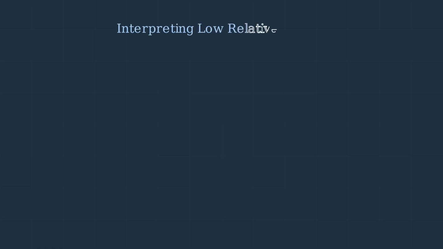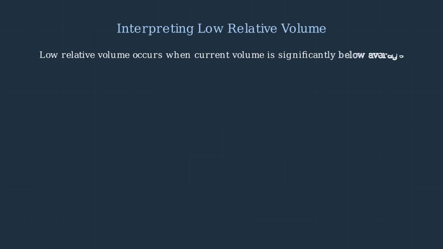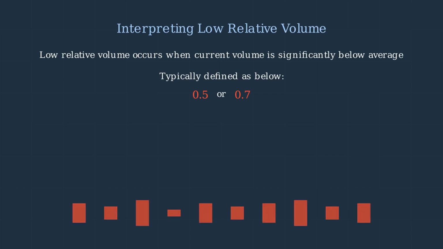Low relative volume occurs when trading volume is significantly below the average historical level. This is typically defined as relative volume below 0.5 or 0.7.